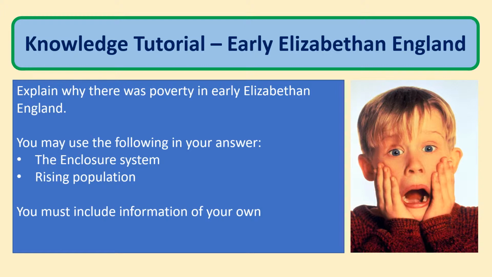Now, as you can see, you've got your two stimulus points, your enclosure system and rising population, but it says you must include information of your own. When I was thinking about this question, I was thinking, right, how would I go about answering this? So I thought I'd make it into a tutorial for you guys.